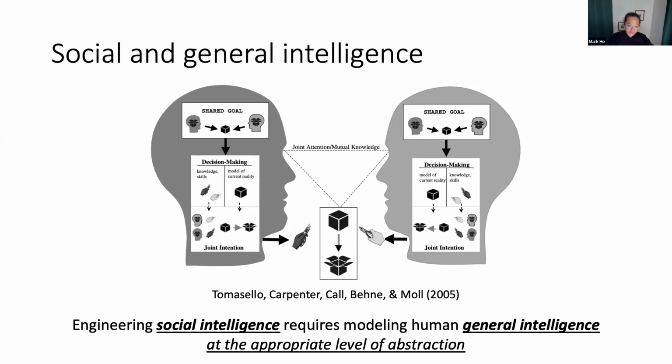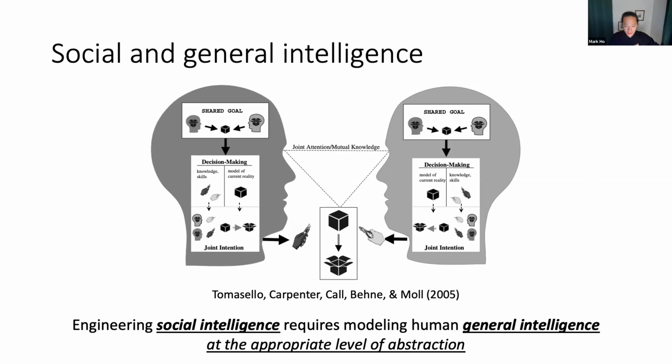And this is, I think, the epitome, or at least a key part of human social intelligence and the kind of thing that we would want to engineer in robotic systems that are going to have social intelligence. But what's also key is that this all relies on aspects of human general intelligence and understanding human general intelligence at the appropriate level of abstraction. Things like decision making, planning, forming a model of reality, retrieving knowledge and skills, and so on.